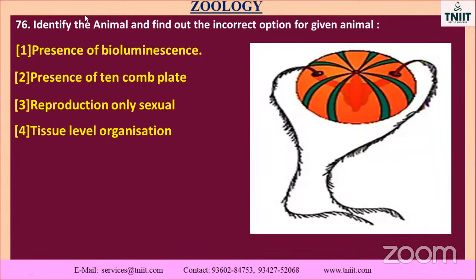The next one: identify the animal and find out the incorrect option for the given animal. Underline the incorrect option, otherwise called the wrong statement. The options start with the presence of bioluminescence. First, you should identify which type of animal this is. This is called Ctenophora.